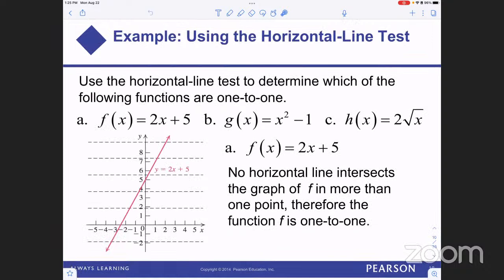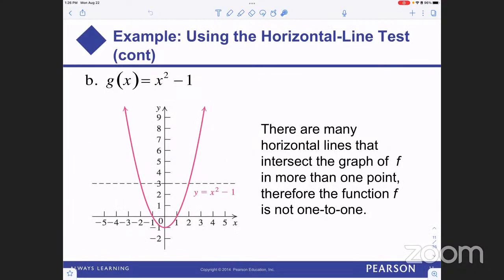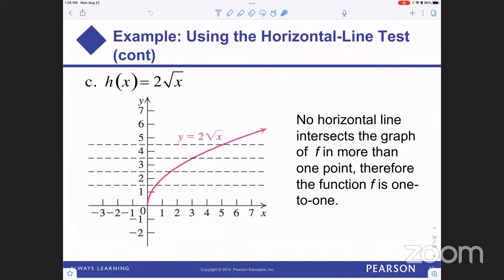So the first one we said was a diagonal line. Notice, no matter where we draw a horizontal line, it touches the graph once. So no horizontal line intersects the graph more than once, and therefore the function is 1-to-1. That was part A. Part B, we said fails, right? It's a parabola. We can draw a horizontal line that will touch it more than once. And part C was the top half of a sideways parabola. We said that one passes. No matter where we draw a horizontal line, it touches the graph once.